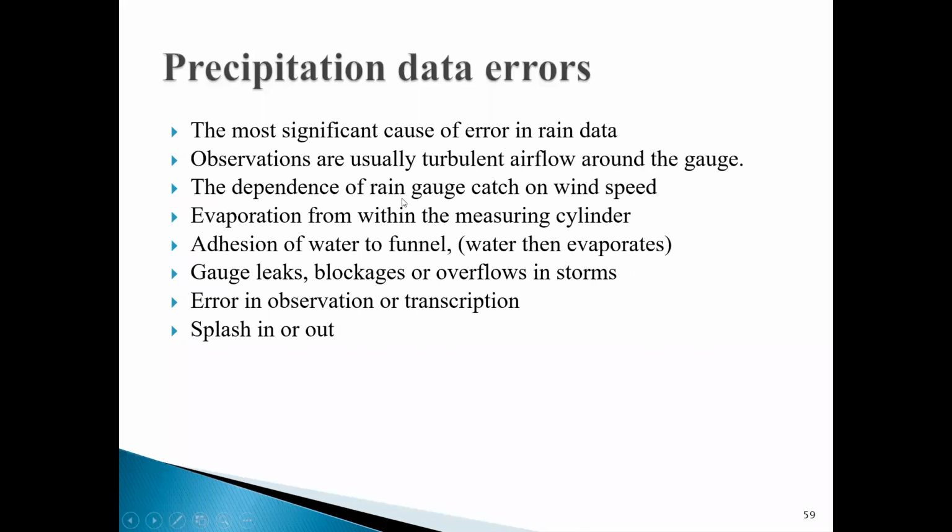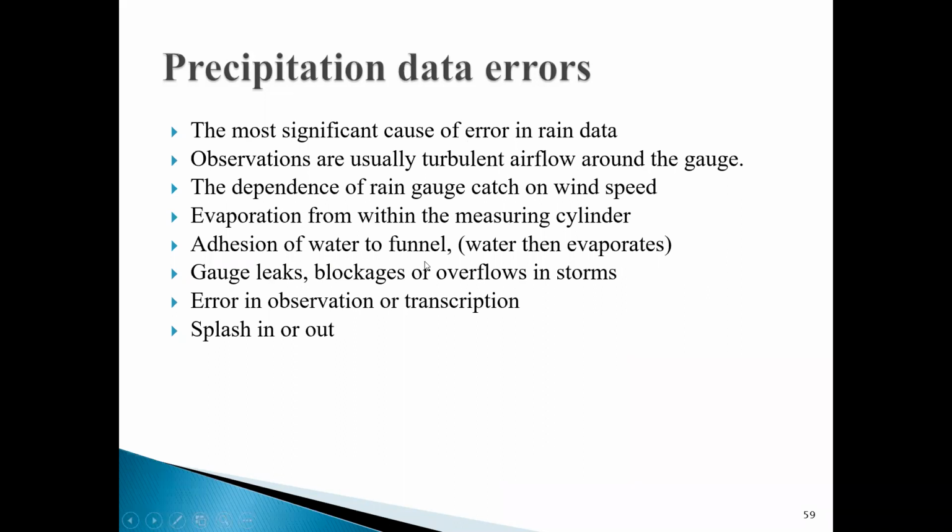Next is the dependence of rain gauge catch on wind speed. As I said, if you have a high blowing wind, the catch of the rain gauge gets affected. So this is also one of the errors in the rainfall data. Next, since the rain gauges are open to the atmosphere, whatever water is collected may evaporate from within the cylinder. So evaporation losses are also a source of error.